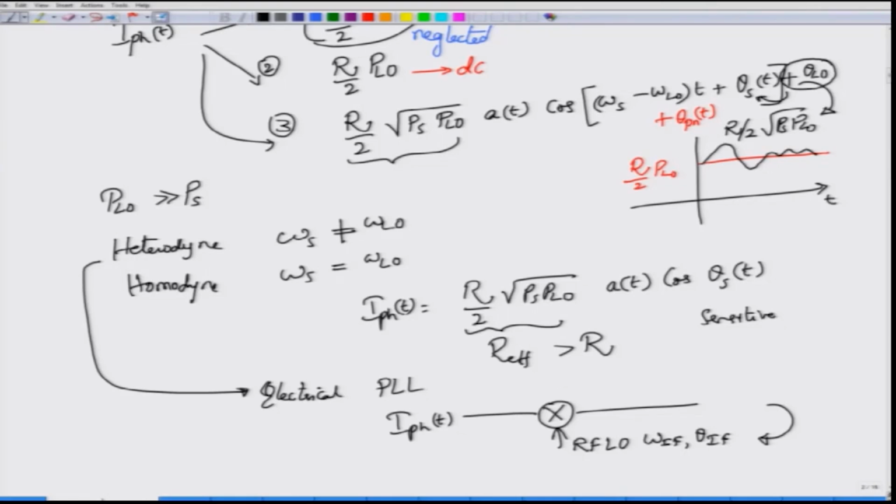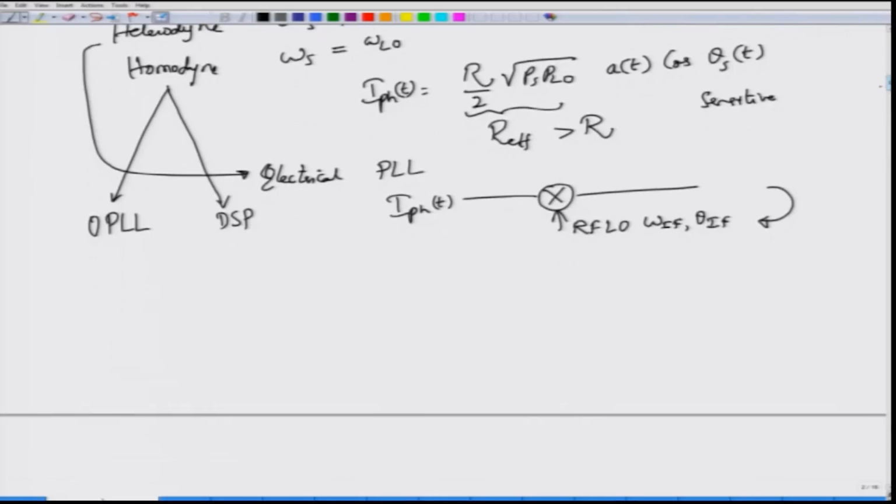Okay. However, the problem is heterodyne is not as sensitive as homodyne. So, you want to be able to use the homodyne coherent receiver, but if you want to use a homodyne coherent receiver, you have to build an optical phase locked loop, right. Or you can exploit very nice DSP algorithms in order to extract the phase, or estimate the phase.